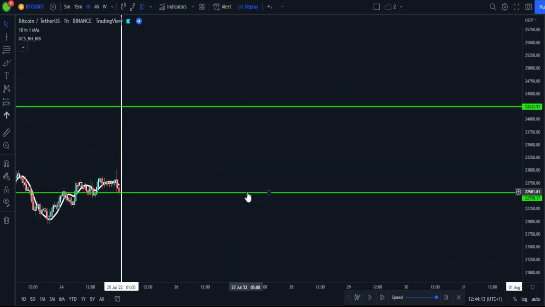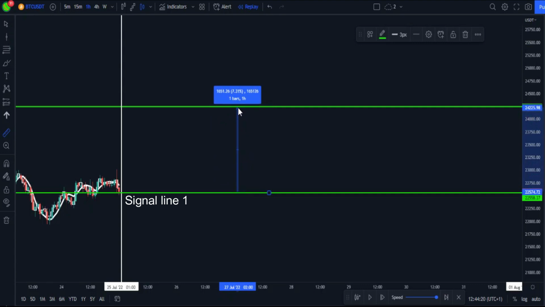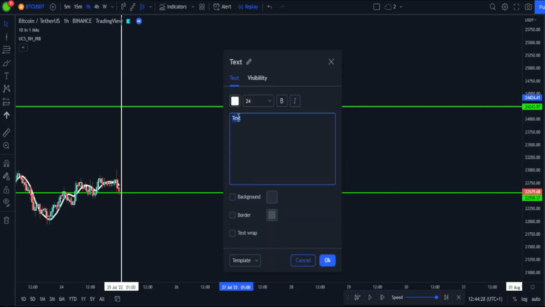First, we must know that the distance from this line to this line is the distance of the total profit of the first signal, which is the signal of the lower line. And when we calculate it using the measuring tool, we will extract the numeric value of this distance, which as we see here is 7.31%. So let's type this number on the chart.